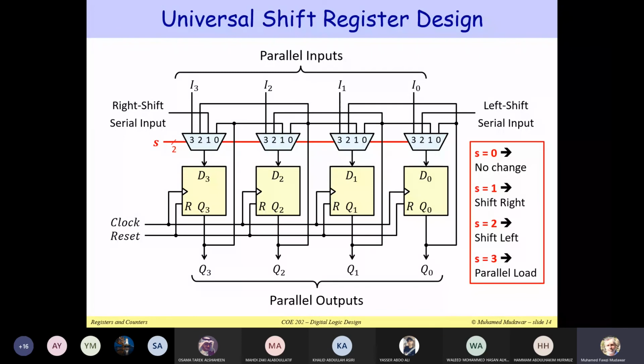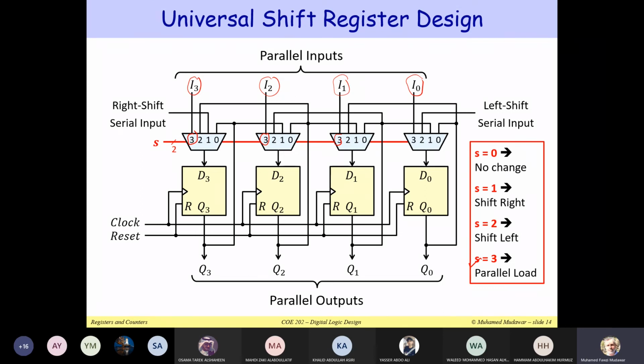Yes, I need 4x1 multiplexers. Now notice that in the case of parallel load, let me start with S equal to 3. It's very simple. Connect I3, I2, I1, and I0. I'm showing it only for 4 bits, but it does not really matter if you would like to extend it to 8 bits, 16 bits, or whatever number of bits. We are using input 3 to load. Therefore D3, D2, D1, and D0 become I3, I2, I1, and I0. This way we can load this parallel input into the register.